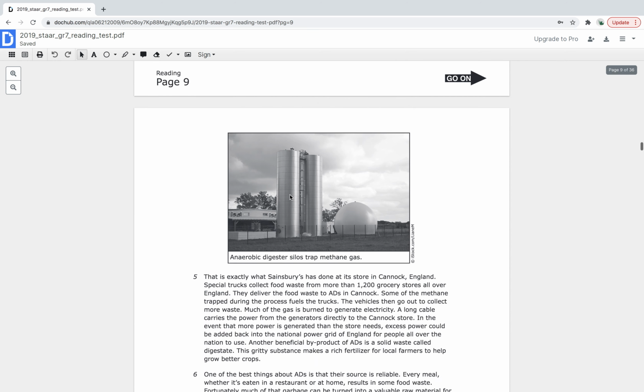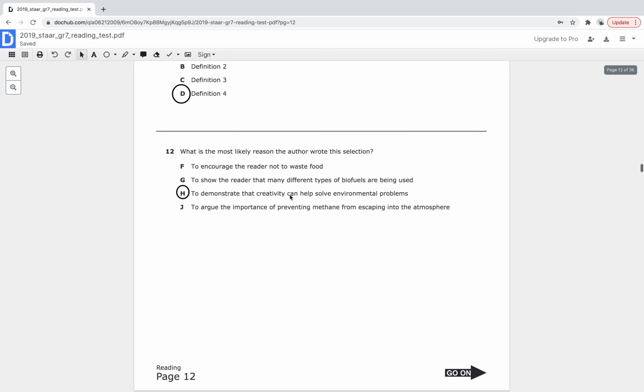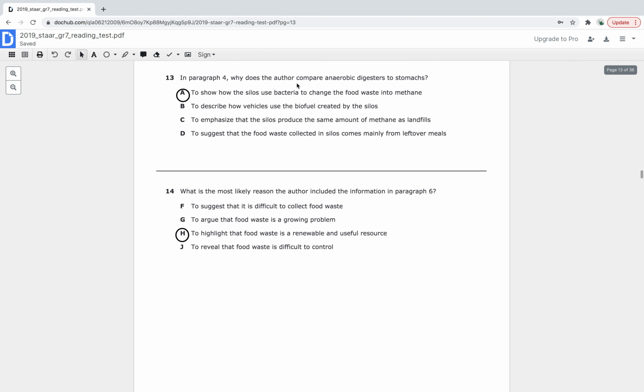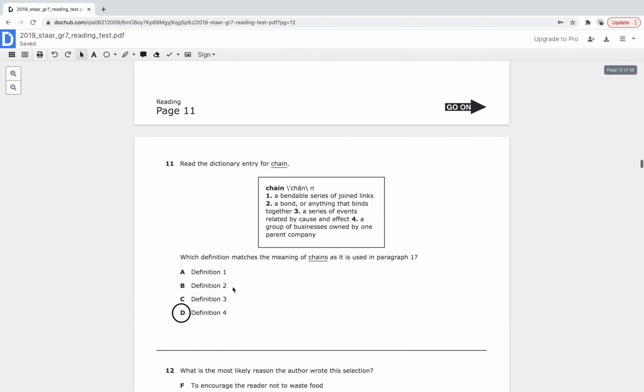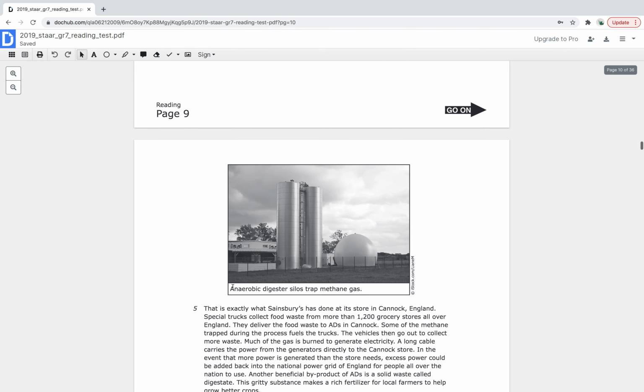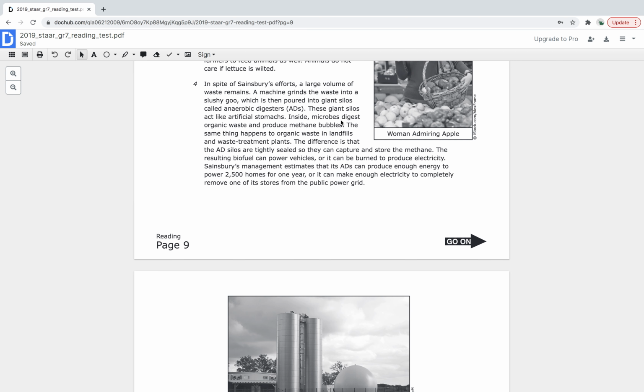Okay, so it says stomach, so let's go back and look at the question. Why does it compare this to stomachs? So now we're going to read on to find out. These giant silos act like artificial stomachs. Inside, microbes digest organic waste and produce methane bubbles. The same thing happens in organic waste in landfills and waste treatment plants. However, the difference from the normal thing is that it's tightly sealed to store the methane, but that doesn't tell us why.